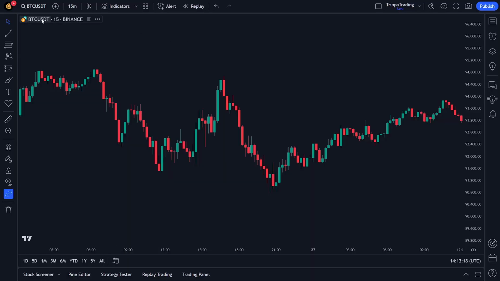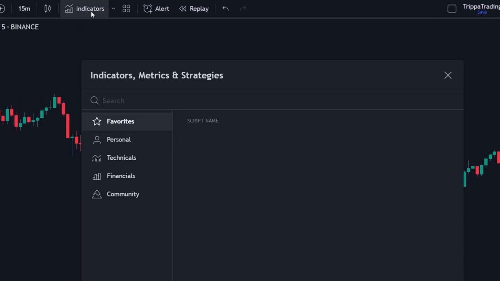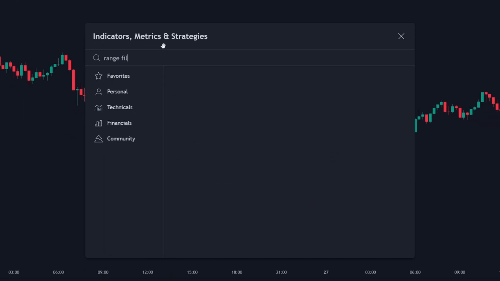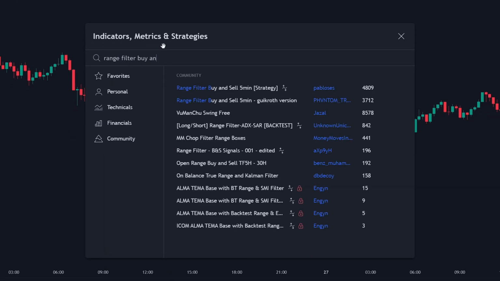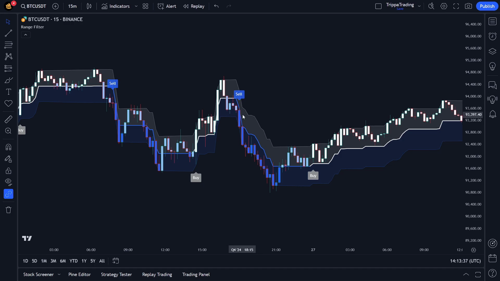So I'm in TradingView, and I'm going to be using a Bitcoin chart throughout this video. To get started, go to the Indicators tab at the top of the screen. Here you will have to type in Range Filter Buy and Sell Indicator and select the one created by this TradingView user. Once added, your chart should update.